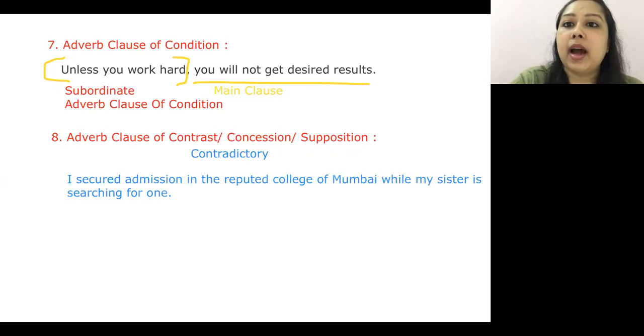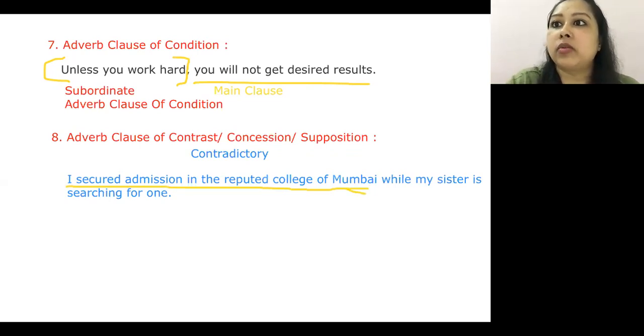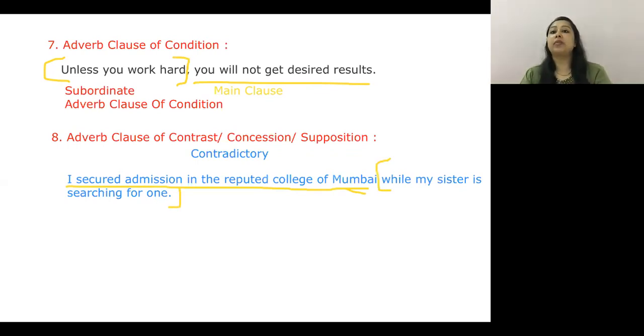I secured admission in the reputed College of Mumbai. This is my main clause. While my sister is searching for one, this becomes my subordinate adverb clause of contrast. This is not time. Did I say when did I get the admission? I never said when did I get.